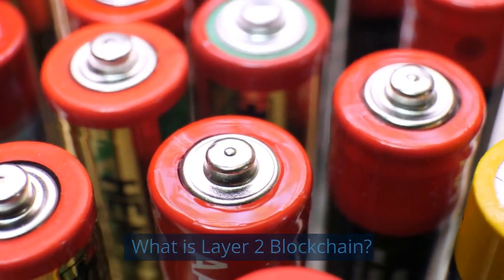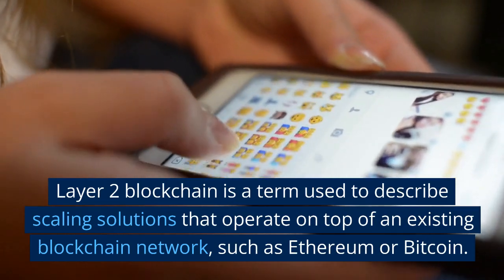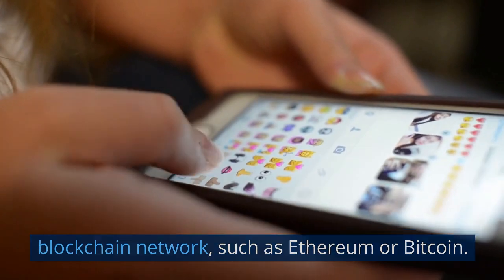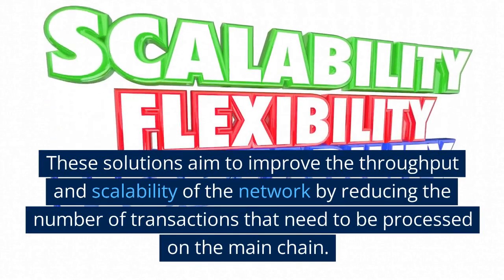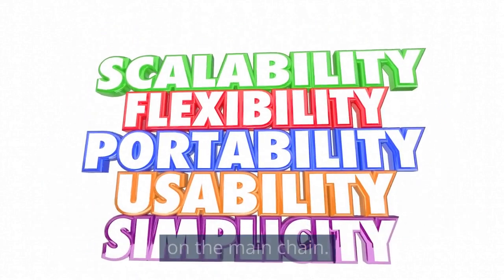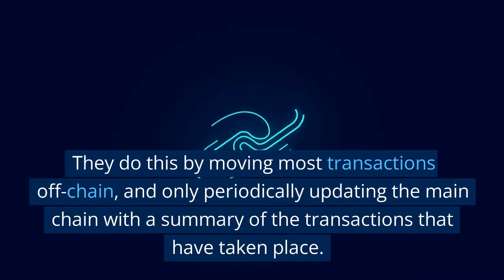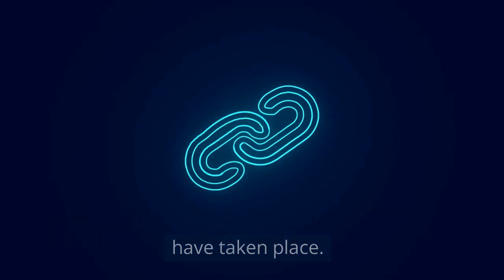What is Layer 2 blockchain? Layer 2 blockchain is a term used to describe scaling solutions that operate on top of an existing blockchain network, such as Ethereum or Bitcoin. These solutions aim to improve the throughput and scalability of the network by reducing the number of transactions that need to be processed on the main chain. They do this by moving most transactions off-chain, and only periodically updating the main chain with a summary of the transactions that have taken place.